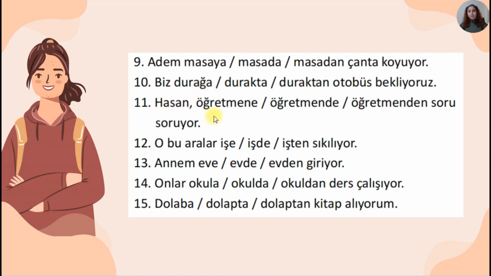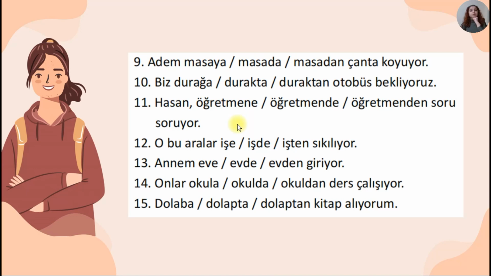Okay. Hasan öğretmene, öğretmenden soru soruyor. Asking a question. Soru sormak. Soru is question. Sormak is to ask. And Hasan is asking a question to the teacher, on the teacher, from the teacher. In some languages, the structure is asking something from someone, but in Turkish, it is not like that. It means your question is going to someone. Again, direction. We cannot ask something from someone. We can ask something to someone. This is the difference. And let's say öğretmene soru soruyor.